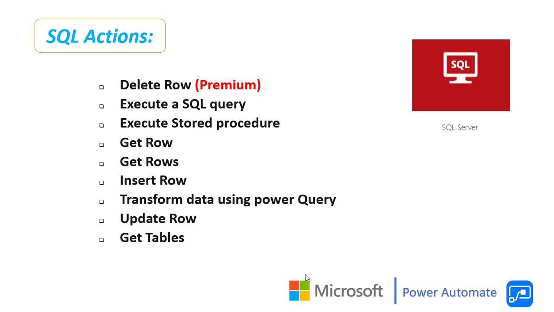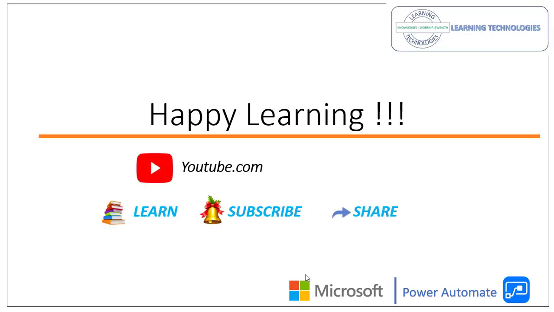There are a lot of SQL actions available. I have shown you only insert row. The remaining ones are delete row, execute SQL query, execute stored procedure, get row, get rows, transform data using Power Query, update row, and get tables. These are all the actions that you can perform based on the SQL actions. I hope you understand how to build a flow by using Microsoft SQL Server.